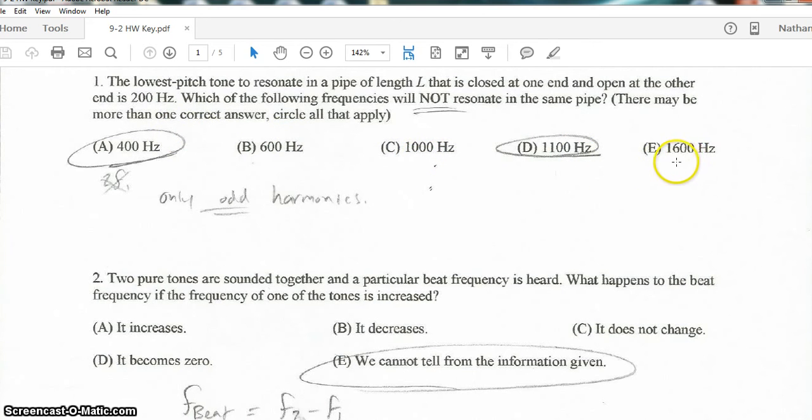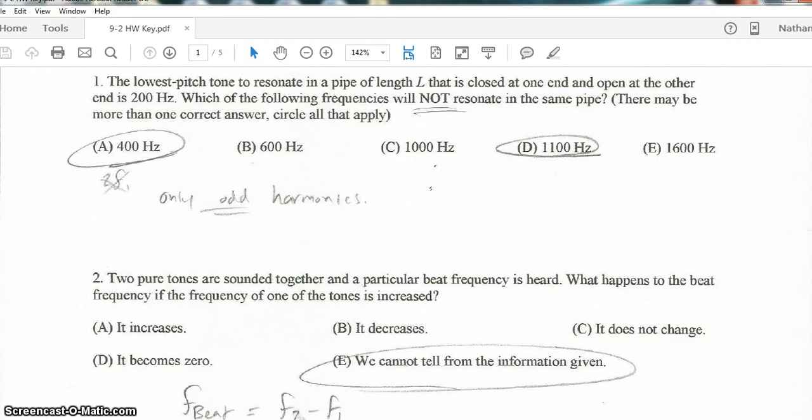1600 here, I should have circled this one as well. I actually missed this one. So 1600 should have been circled as well because it's the 8th harmonic, which is not an odd harmonic, so my bad, this should have been circled too. And then 1100 is not even a multiple of 200, so it's not an odd or an even harmonic, it's neither of the above. So actually, my apologies, this should have been A, D, and E as my correct answers. So A, D, and E.